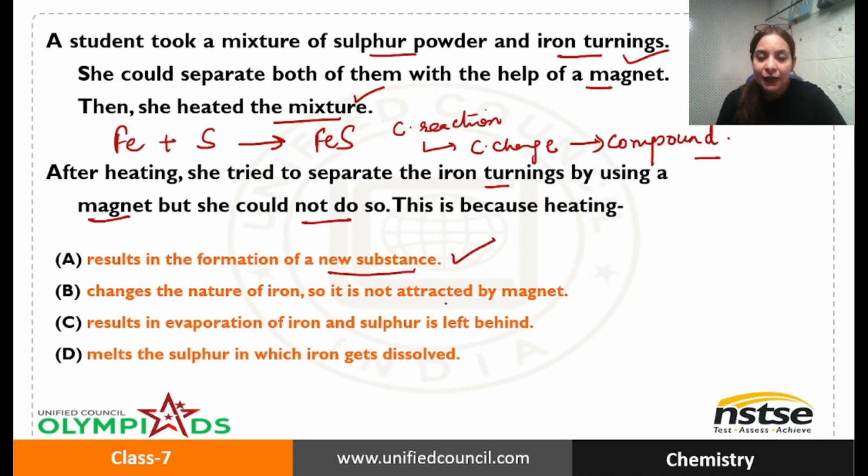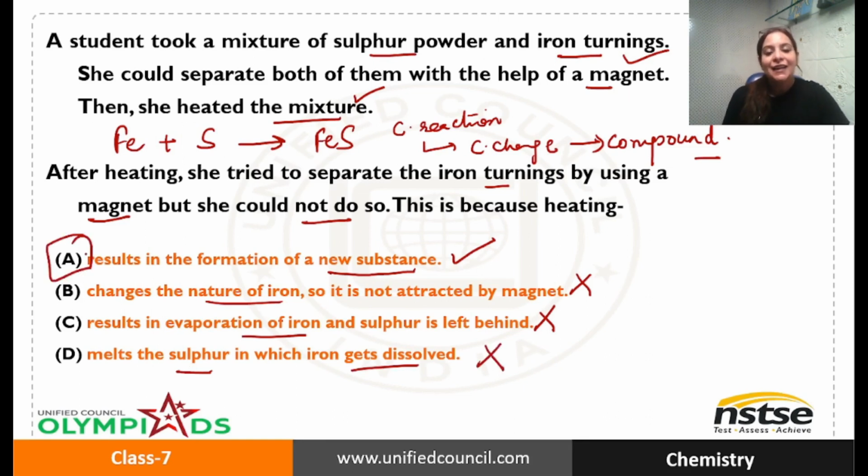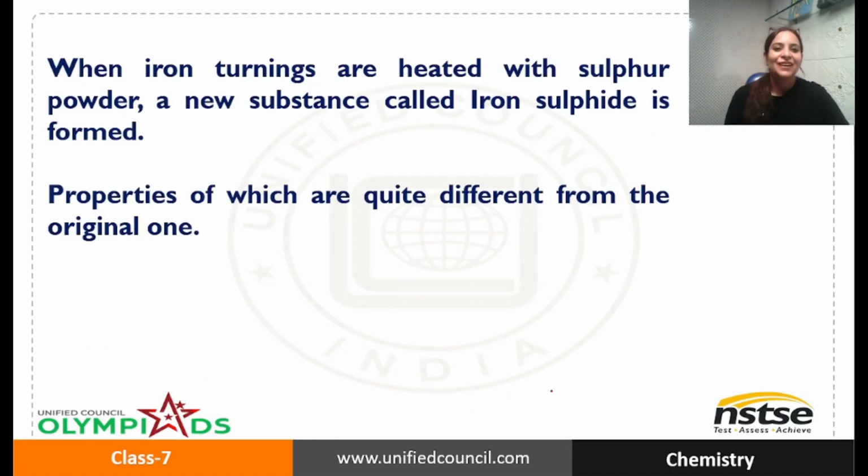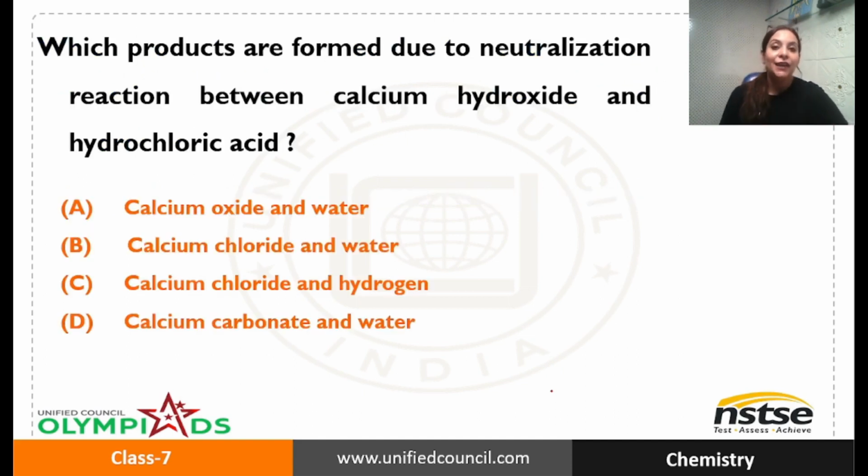Changes the nature of iron, so it is not attracted by the magnet. False. It doesn't change the nature of iron. Results in evaporation of iron. Again no, because iron is a non-volatile substance. It doesn't evaporate. Melts the sulfur in which iron gets dissolved. Again no. So the correct answer is option A. This way you'll find your answers very easily and very quickly.